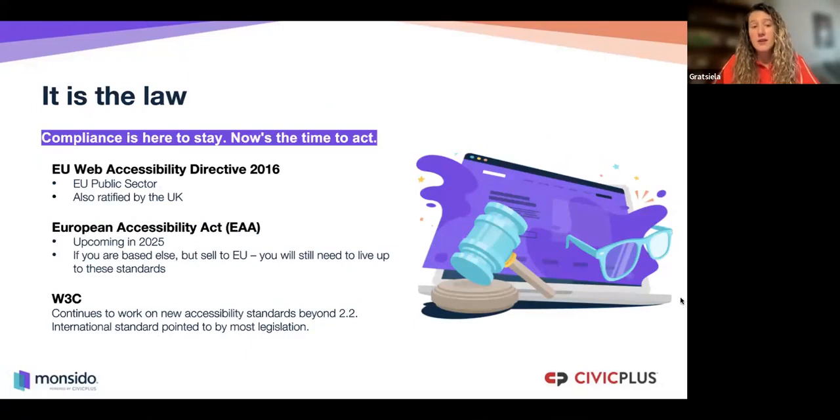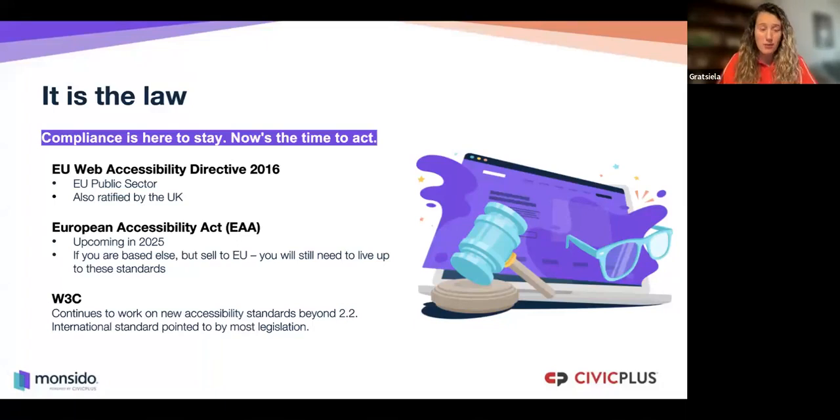And then at the end of the day, it is the law. Compliance is here to stay. We see it developing even more with the developing of technology, and it's now the time to act. Some of you who are already, as I said earlier, working in the public sector, you're probably very familiar with the European Web Accessibility Directive from 2016. Also for UK organizations, you still are ratified by the same directive. So you're probably very familiar that you have to comply with those legal regulations, and you're already enforcing them.